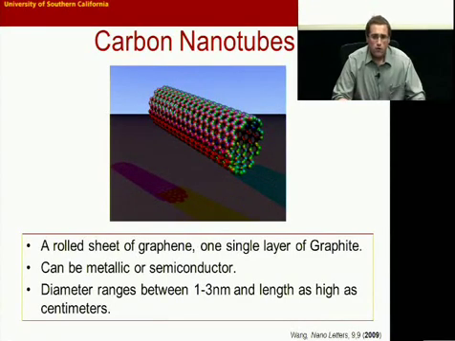Now, the way you roll this graphene can have two types, either metallic or semiconducting. And the diameter of this nanotube can range between 1 to 3 nanometers, and the length can get as high as centimeters, which you can see the ratio between the diameter and the length is crucially one of the important parameters we deal with in electrical engineering.